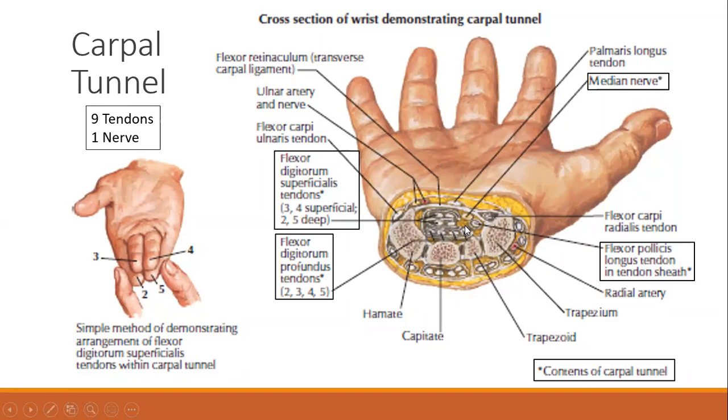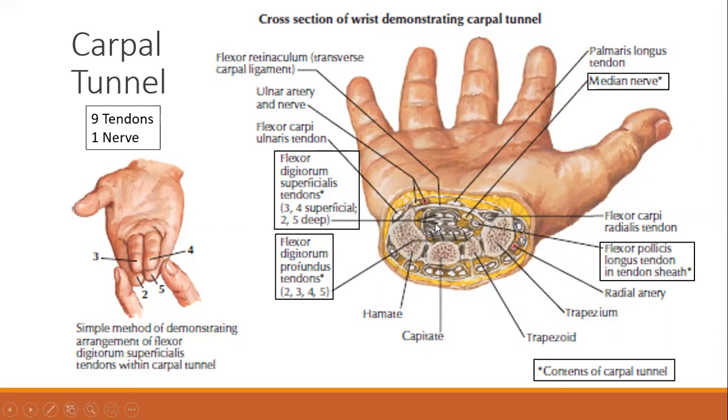Flexor digitorum profundus muscle, the tendons passing through have a simple arrangement. They're flat, nice and easy to remember. So profundus, the 4 tendons pass flatly through the carpal tunnel. So this is the tendon that's going to digit 2, digit 3, digit 4, and digit 5.